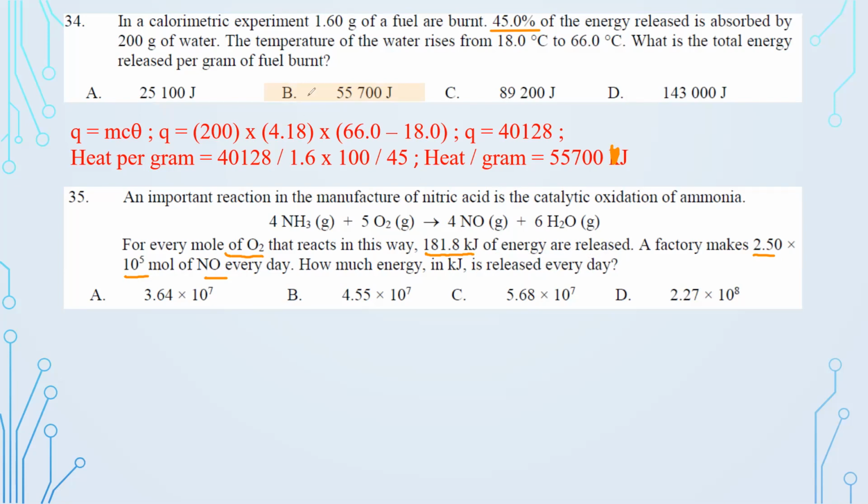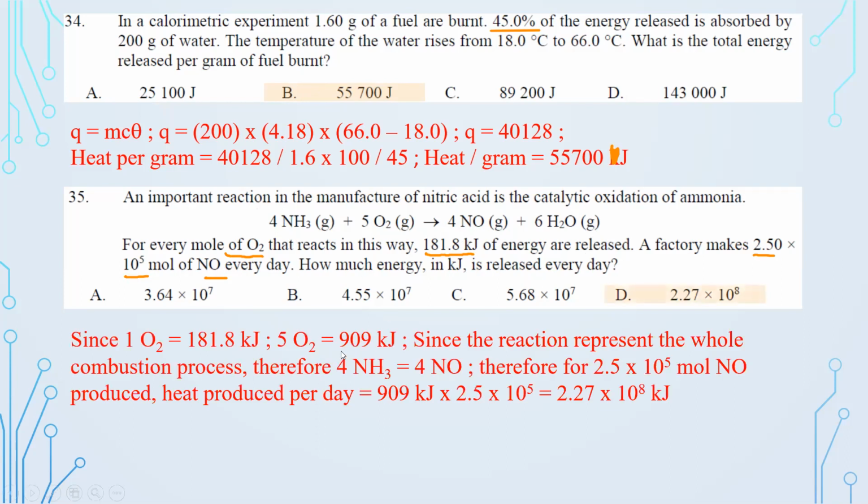Okay, so here 1 mole releases 181 kilojoule. So 5 mole of oxygen will release 909 kilojoule. Since the reaction represents the whole combustion process, for ammonia to 4 nitrogen monoxide, 4 to 4 means 1 to 1, isn't it? So the mole ratio here is 2.5 times 10 to the 5 mole of NO produced. Hence the production of the reaction per day, because you burn 5 oxygen to produce 4 NO.